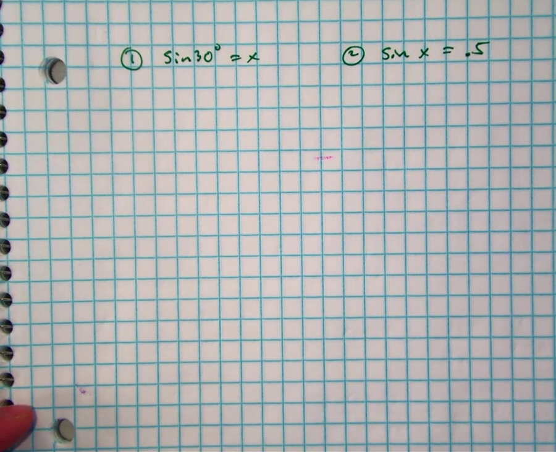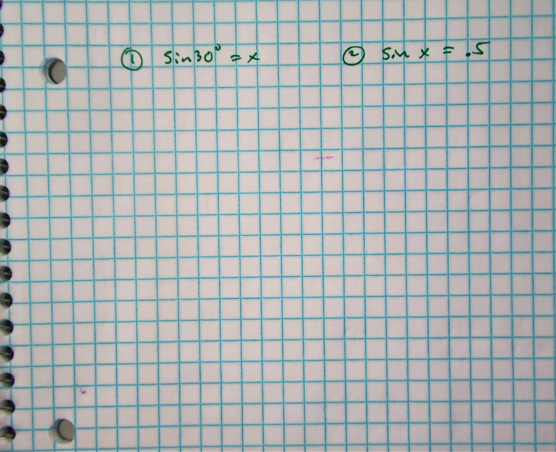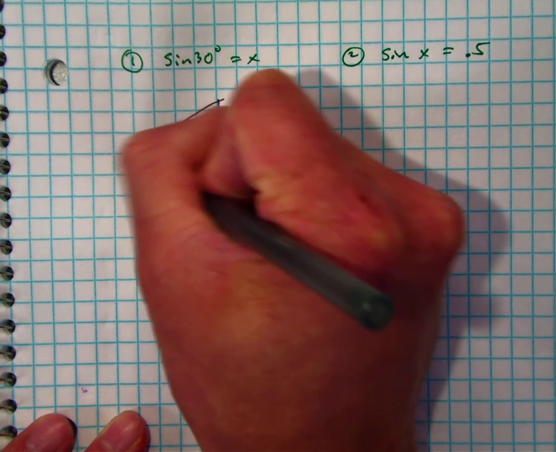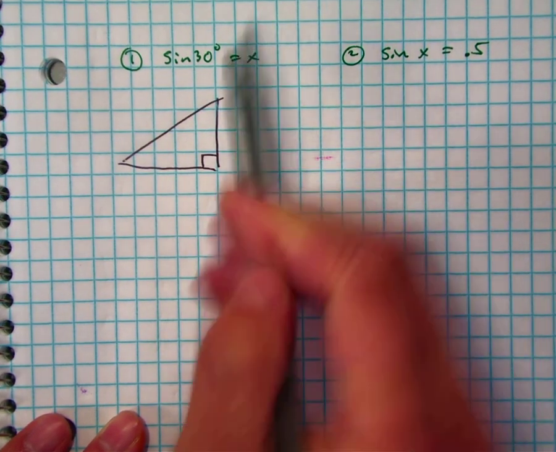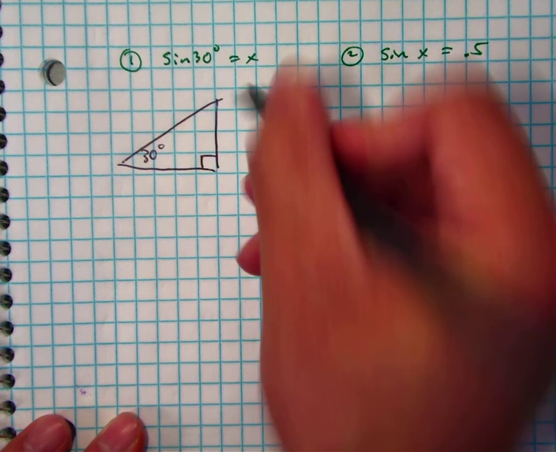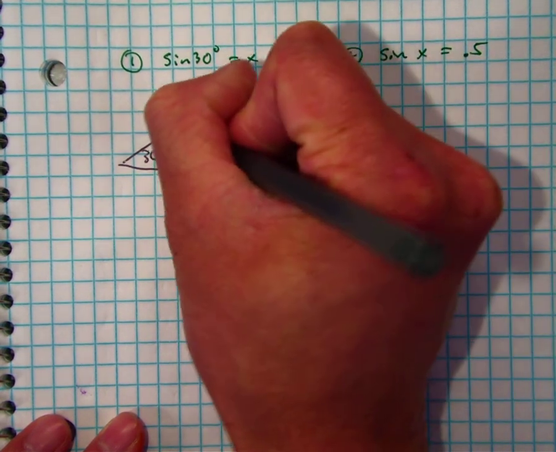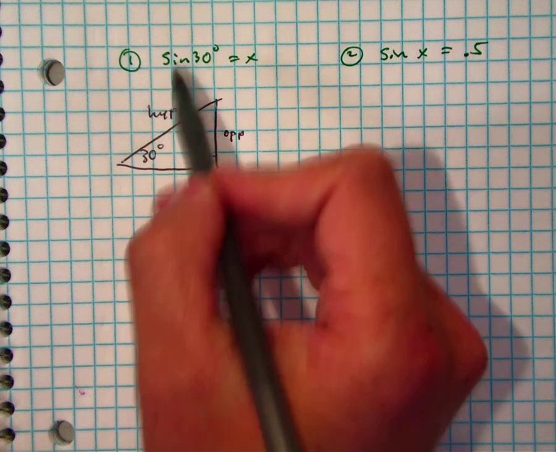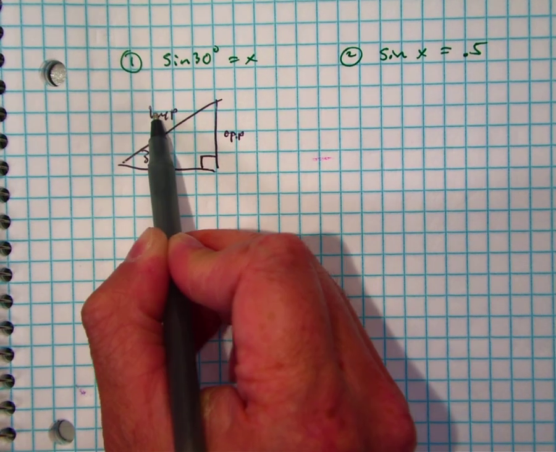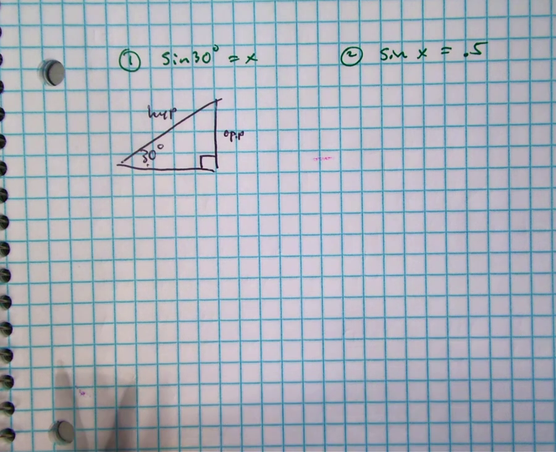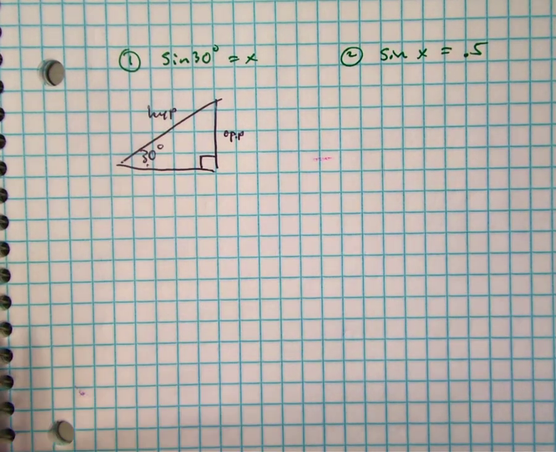Then I asked you guys, well, draw a picture. So let's draw a picture. Sine of 30 degrees means I have the opposite over the hypotenuse. Well, if you think about it, sine is the opposite over the hypotenuse. So here, x does not represent an angle, because it's not on my picture.